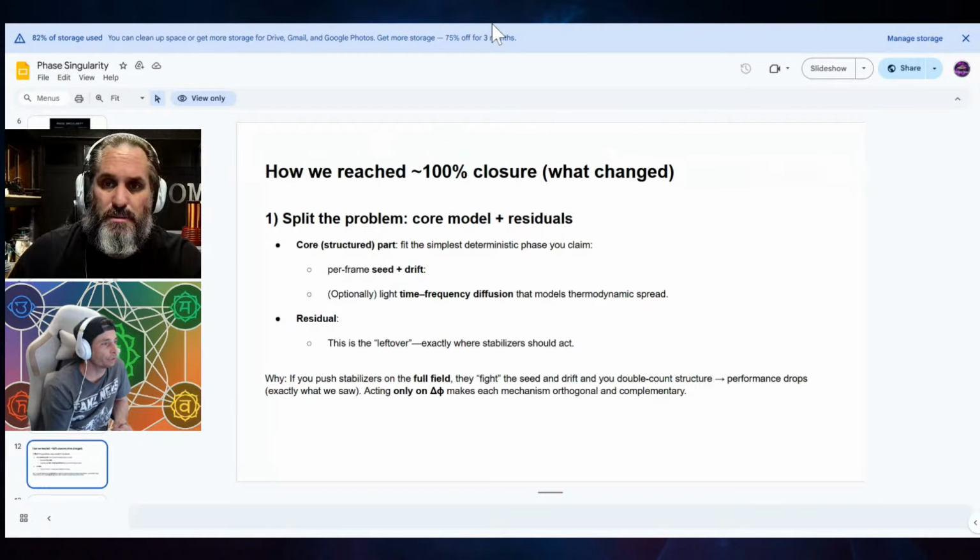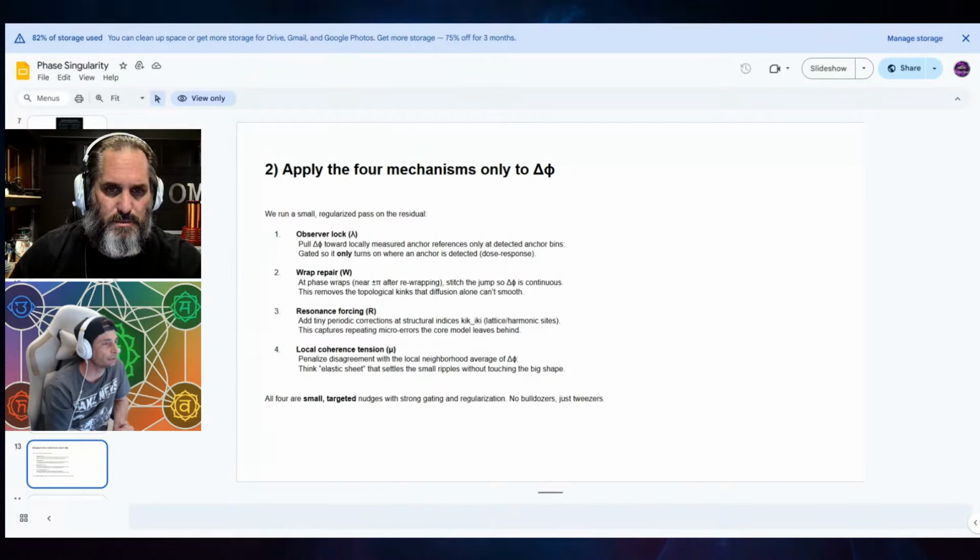Yeah. So this was saying we reached 100, but now we're going to go ahead and show you how we did it. Speed, drift, frequency. All right, so these are the four stabilizers.